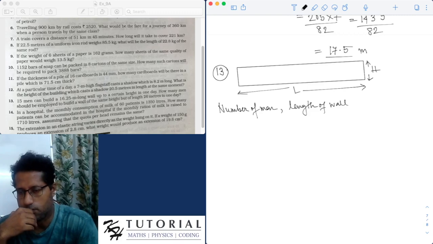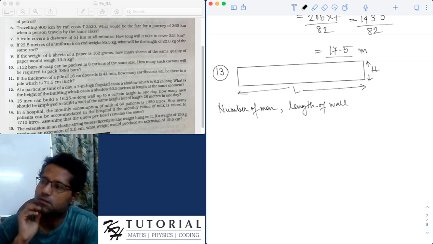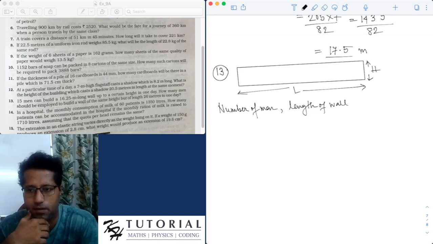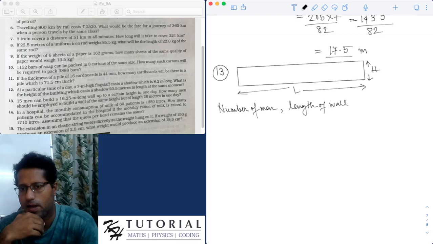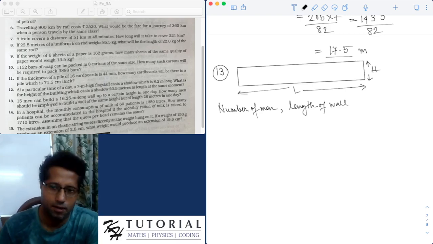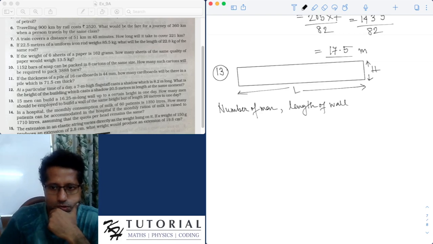So to build a wall of the same height but of greater length, more men will be needed in one day, and fewer men will be required to build the same wall of the same height in one day but of lesser length. So the number of men and the length of wall are in direct proportion. So we will apply the concept that the ratio will be the same.